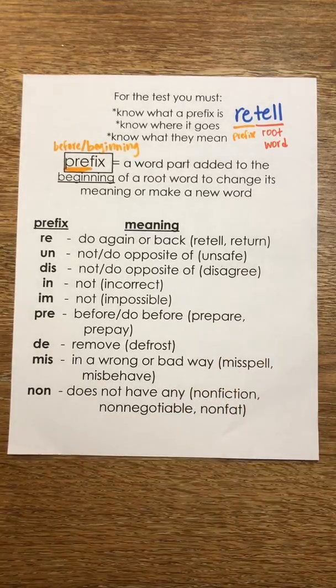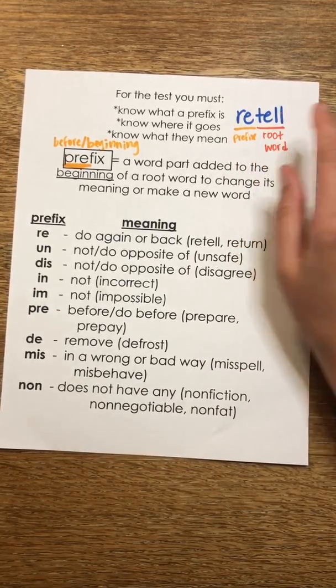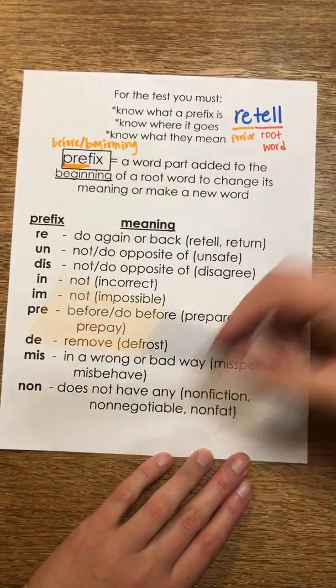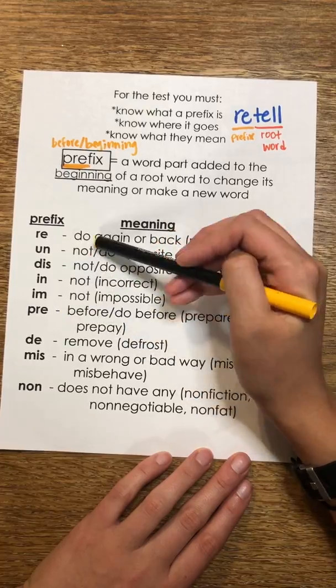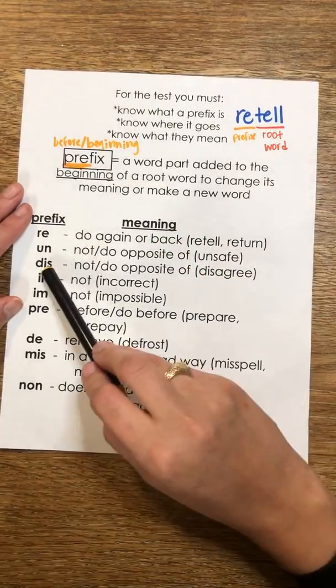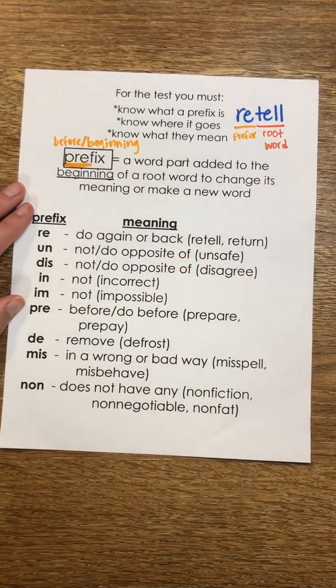So really take a look at this list. Make sure you understand what a prefix is and what a root word is. And then make sure you study these to know what they all mean. And remember, we have 4 words that could mean not. So it wouldn't make sense for me to say dis-safe, right? So you have to pick the one that makes the most sense, that makes an actual word.